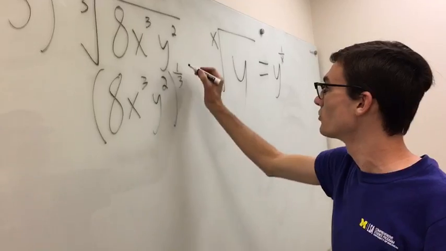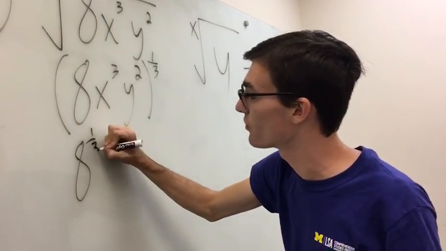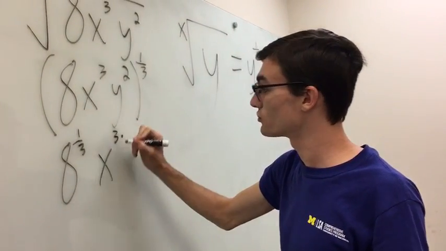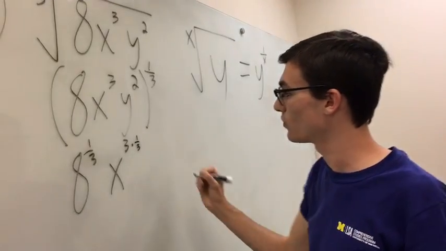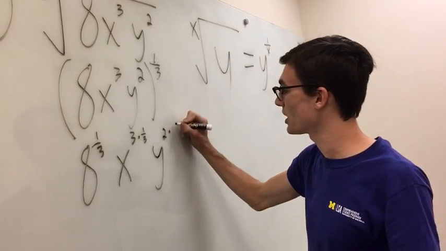It's just the 8. So 8, let's just rewrite it. 8 to the 1/3 power, x to the third times 1 over 3, and y to the second power times 1 over 3.